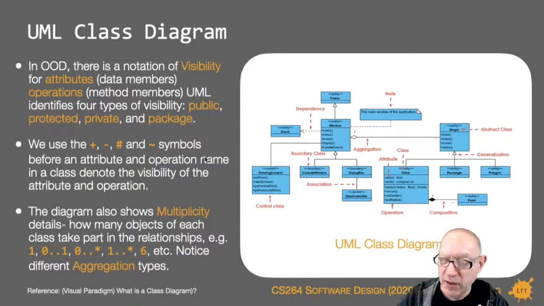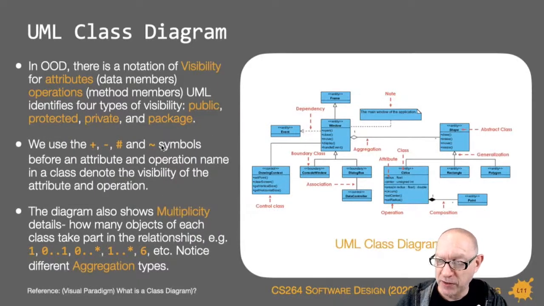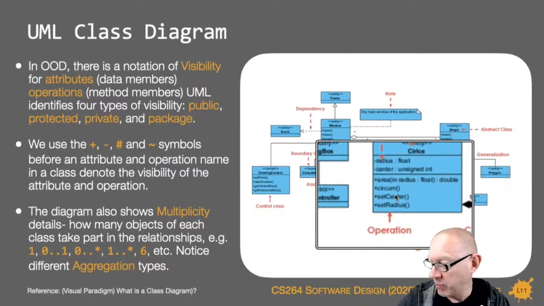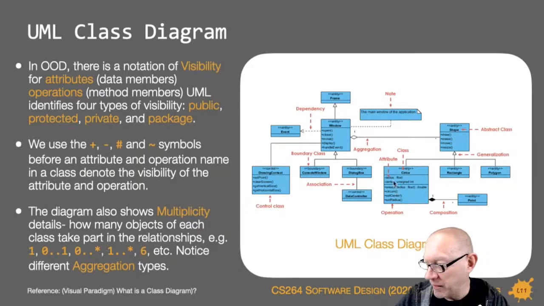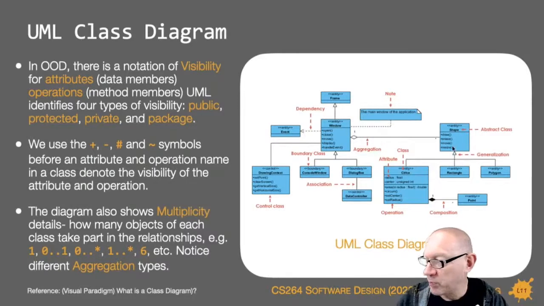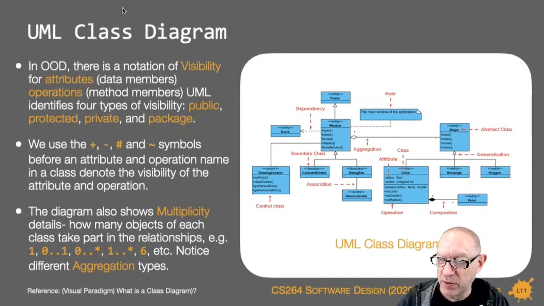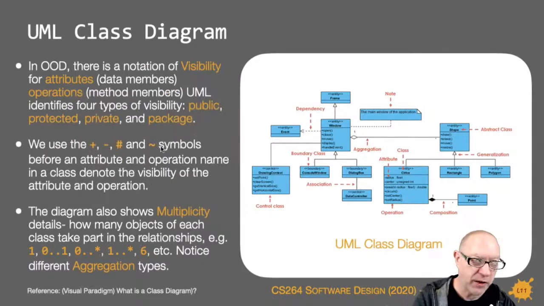We're trying to get from the model to the actual code, and we use the plus, minus, hash, and tilde symbols before an attribute and before the operations in order to denote the visibility of that attribute and the operation. And you can see all of this. We just see pluses and minuses, and we know protection, and we tend to have this protected symbol, and tilde symbols when we've got class hierarchies.